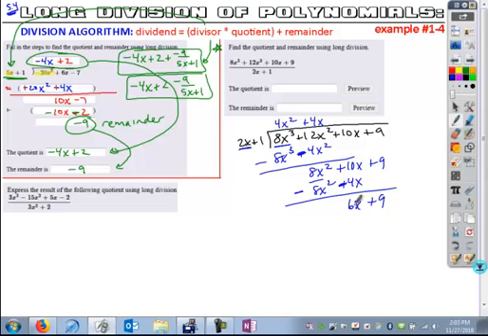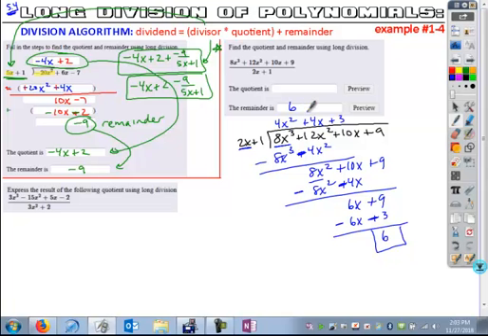I can still take 2x times what gives me 6x. 3, distribute that through, gives me 6x plus 3. Change the sign, subtract those, and I wind up with a positive 6. Now I can no longer divide, I'm done. Once the degree of this remaining term is lower than the degree of what I'm dividing by, my divisor, I'm done. That is my remainder. So that's my remainder, 6.